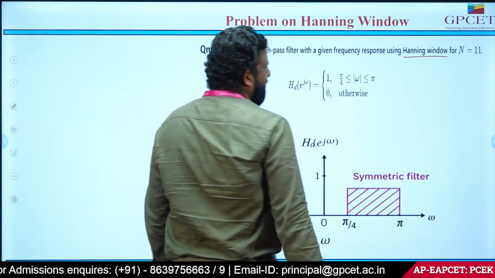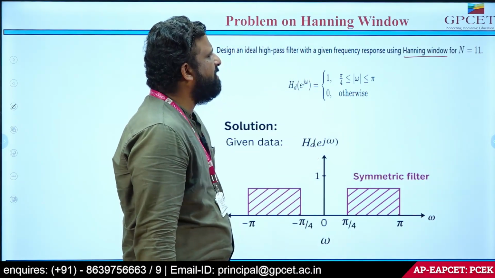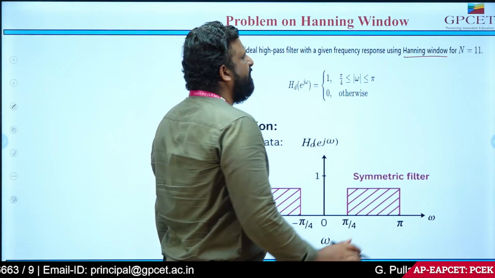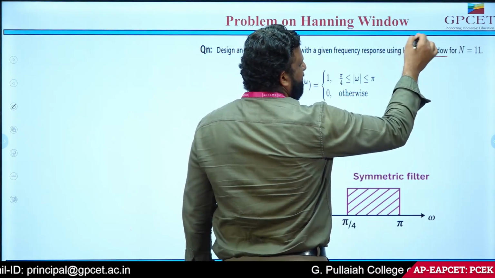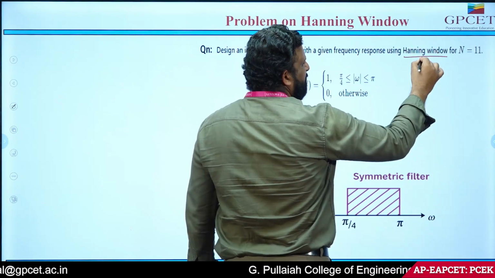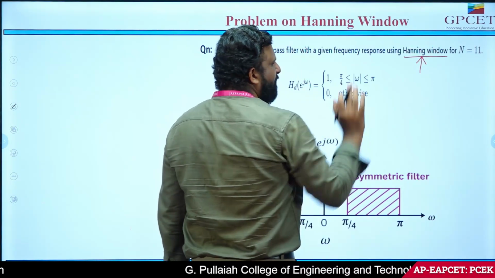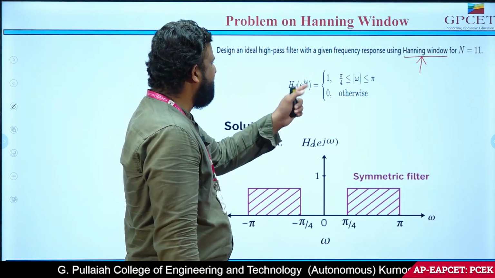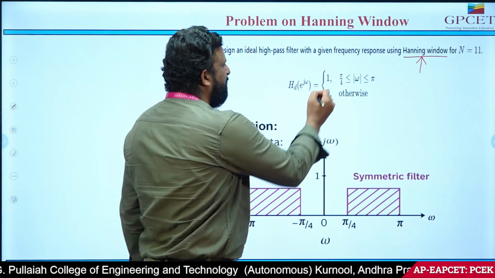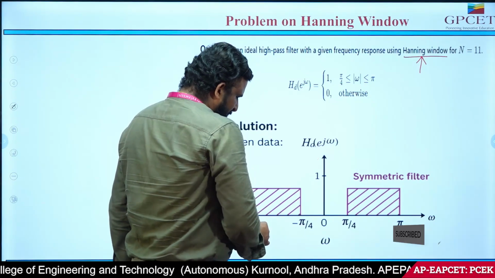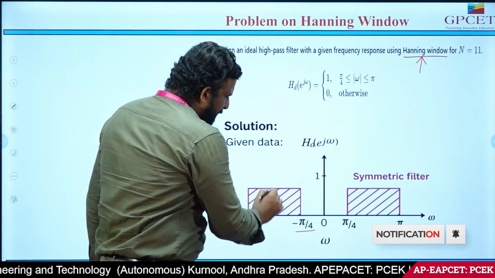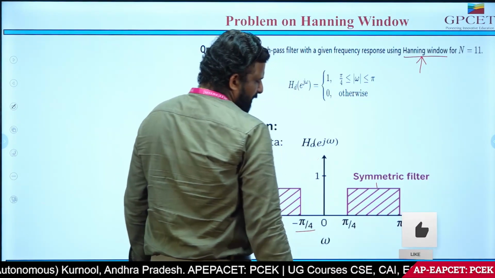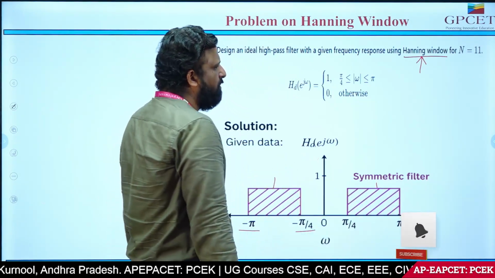I can repeat the same thing, as it follows all the same steps. The only difference is that in the third step, instead of the Hamming window, we have to find the Hanning window. The rest of the things will be the same. So what was asked: hd of e power j omega is equal to 1 between the range minus pi to minus pi by 4, and pi by 4 to pi. For the rest, the values will be equal to 0.